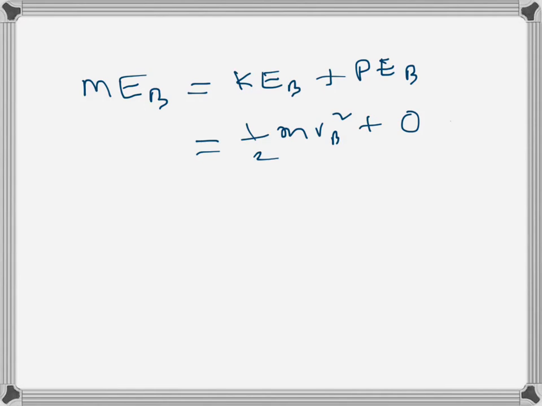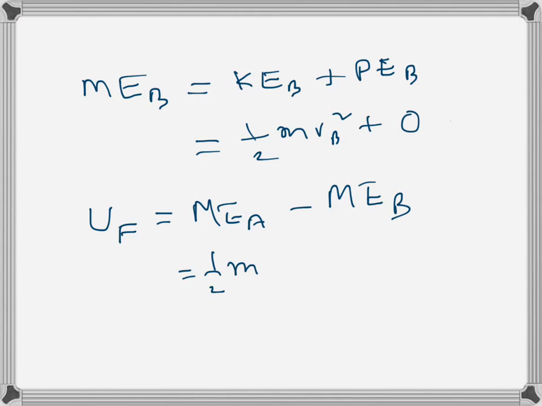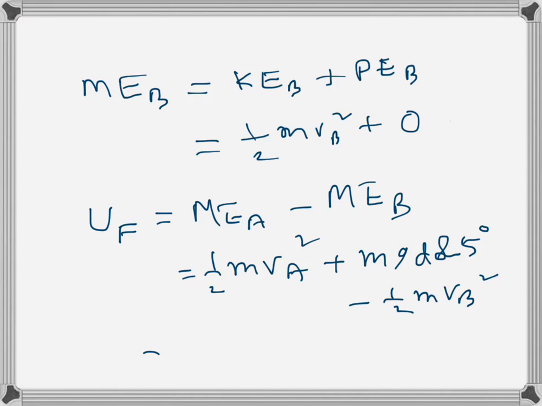Now the frictional energy, we can call it UF, will be mechanical energy at point A minus mechanical energy at point B. So here it will be half m VA square plus mg d sine theta, sine 5 degrees, minus half m VB square. So half is there, and then the mass is 1500.